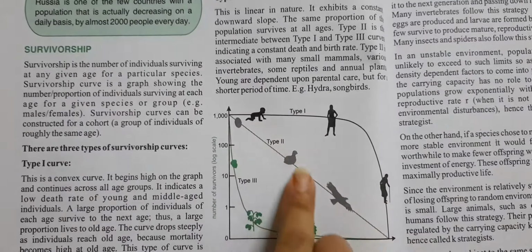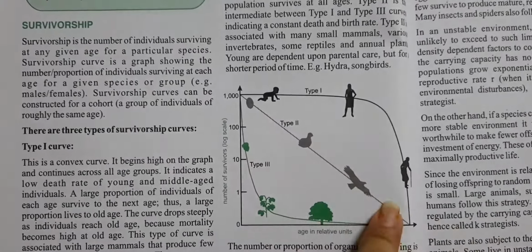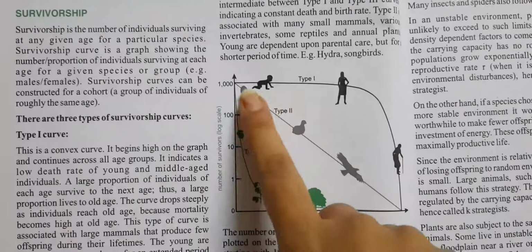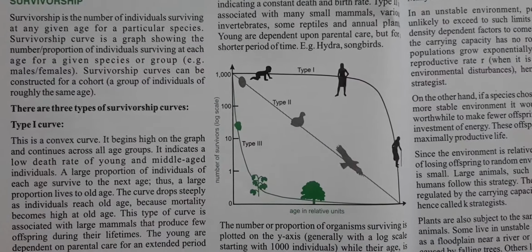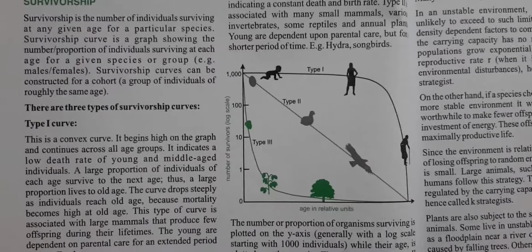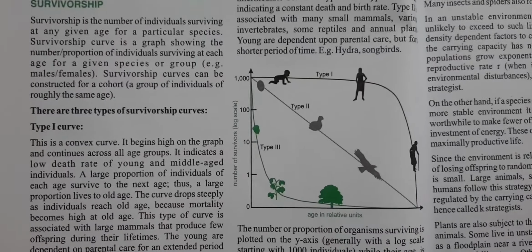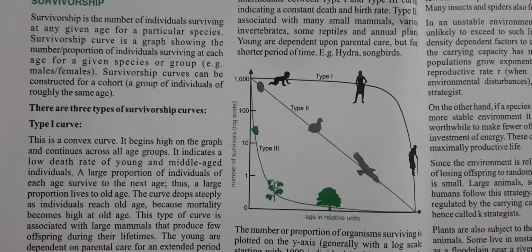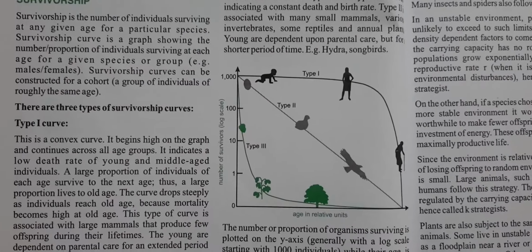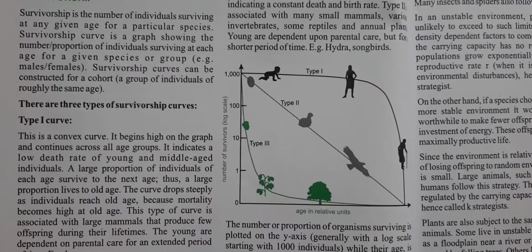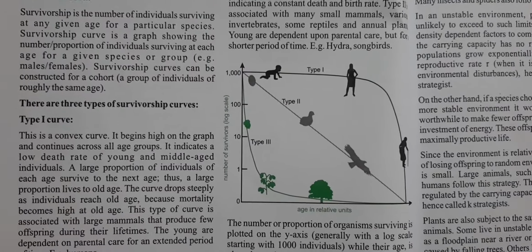Next one is the type 2 survivorship curve. It is linear in nature. It exhibits a continuous downward movement, and the same proportion of the population survives at all ages. So type 2 is intermediate between type 1 and type 3, indicating a constant birth rate and constant death rate. This type of survivorship curve we can see in invertebrates, reptiles, birds, etc.